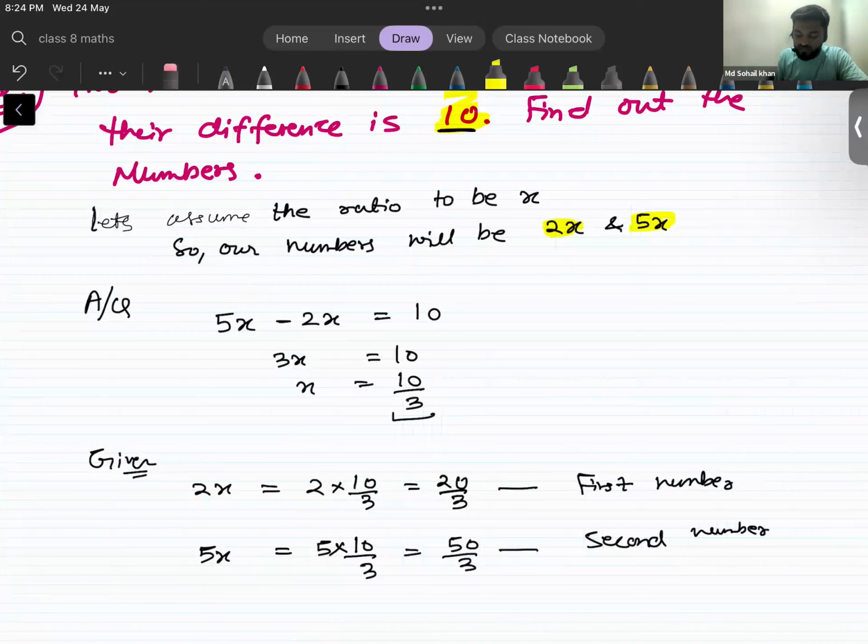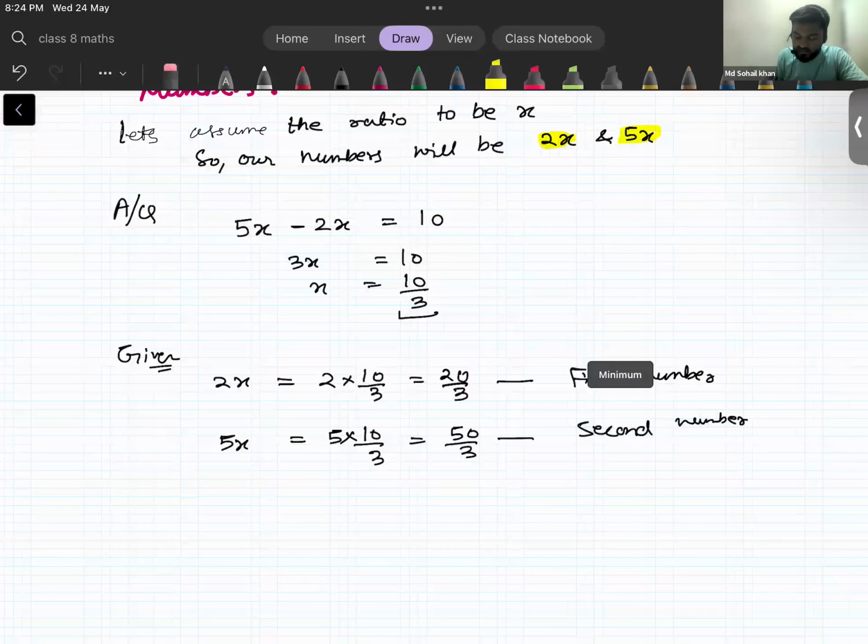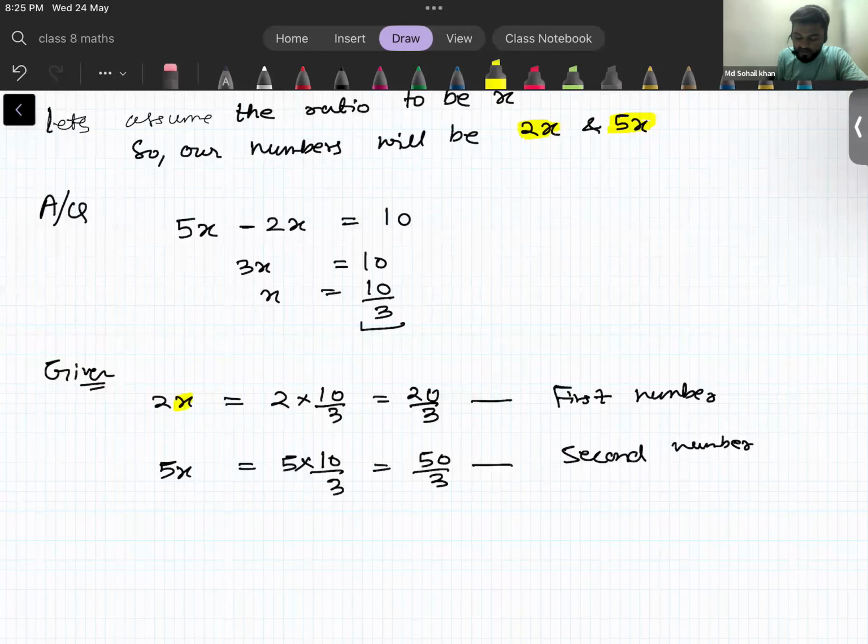Okay, Amal. So what I did here, I put the value of x here. The value of x which I found out was 10 upon 3. So I simply put it here. On multiplication, you get 20 upon 3. That is your first number. Yes, and similarly, sir, for 5x, I put the value and got 50 upon 3. That was my second number.